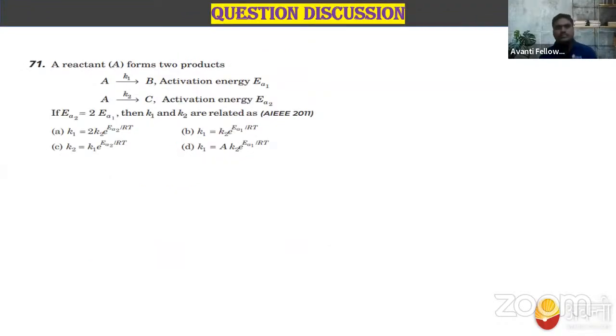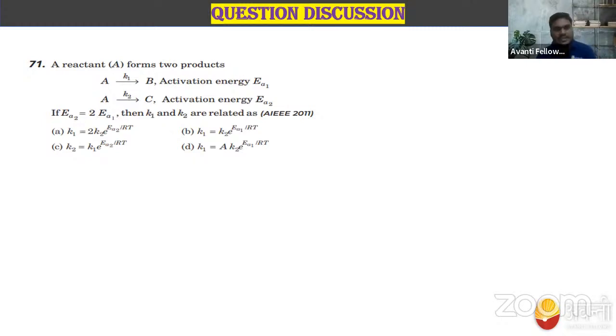चलो, now this is question number 71. This question is also very, very important. So what this question asks basically, what is question number 71? So they are asking, a reactant A forms two products. That is, they have two rate constants K1 and K2. So A, with the help of K1, forms B and their activation energy is EA1.